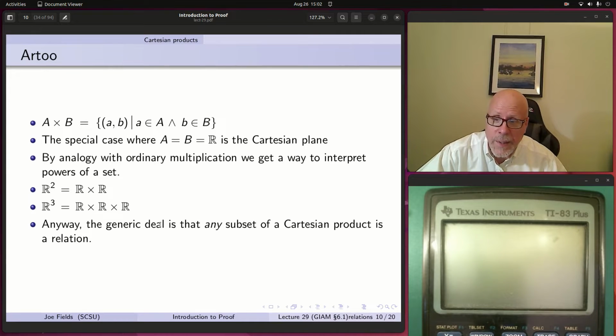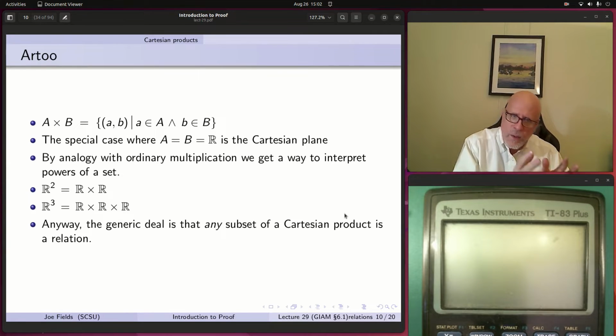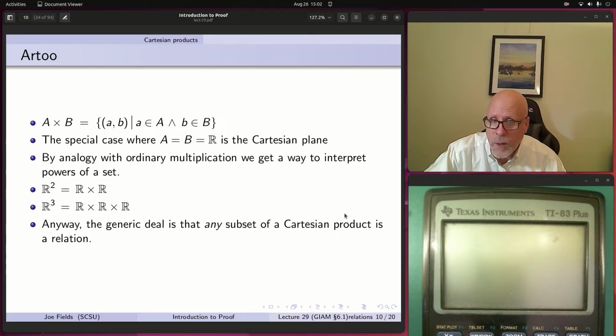Anyway, the generic deal: any subset of a Cartesian product, that's what a relation is. Not any particular one, I have to say this more accurately. If you give me a subset of a Cartesian product, you've actually given me a relation, and vice versa. If I have a relation in mind, I can tell you what subset of a Cartesian product that relation is.